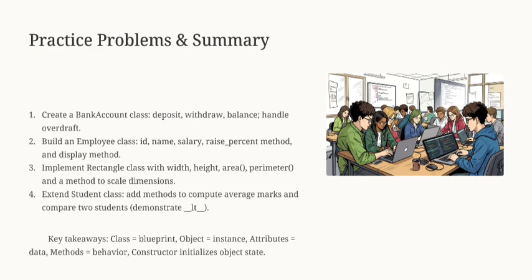In the third question, you have to create a rectangle class with width and height as attributes. The area method calculates the area using width into height. The perimeter method calculates the boundary length. The scale method changes the size of the rectangle by increasing or decreasing its dimensions. Do it by yourself.